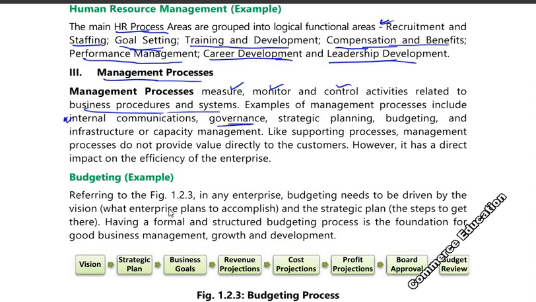Governance is also required for efficient business. Strategic planning and budgeting help to control the activities of the organization. Infrastructure and capacity management, capacity should be managed effectively. So these are the management processes. This process also does not directly provide value to the customer, but it has a direct impact on the efficiency of the enterprise.